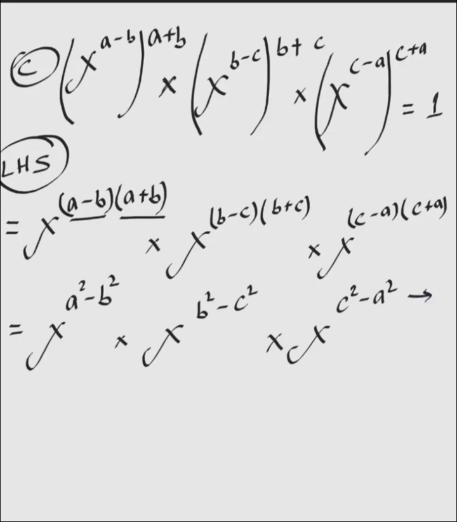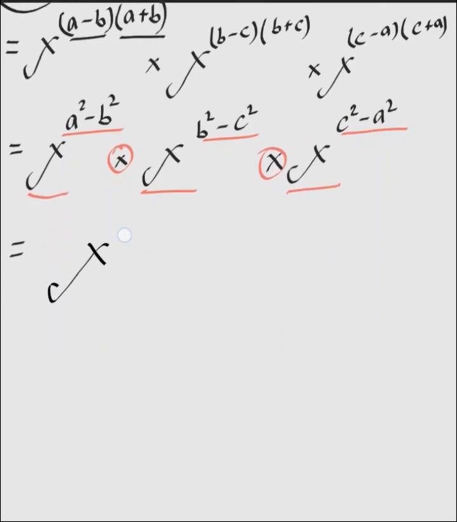This formula I have taught in the formula of algebra in previous videos. Go and see there, then you can recall it once again. Now use the law of indices. This is a base, this is also a base, this is also a base. Base is same, so write x. In between the bases there is multiplication, which means the power will be added now. So add the power: a square minus b square plus b square minus c square plus c square minus a square, right?